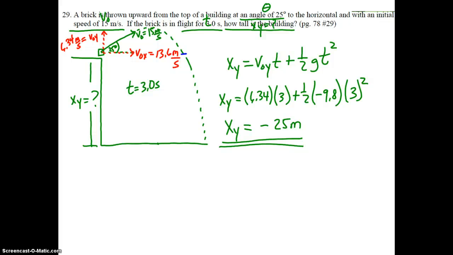So the answer is 25 meters. You know also that it's negative because from that initial spot, that displacement is down, and therefore is consistent in that its displacement is negative. So the building is 25 meters tall. All right, more practice with projectile motion tomorrow in class.